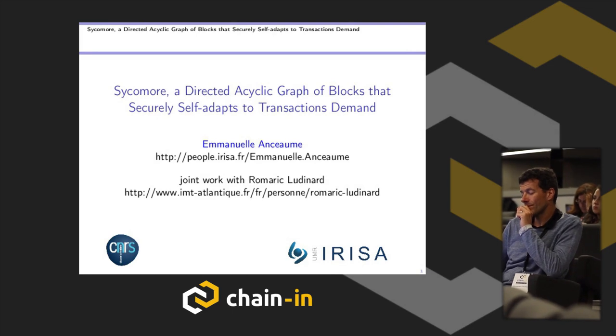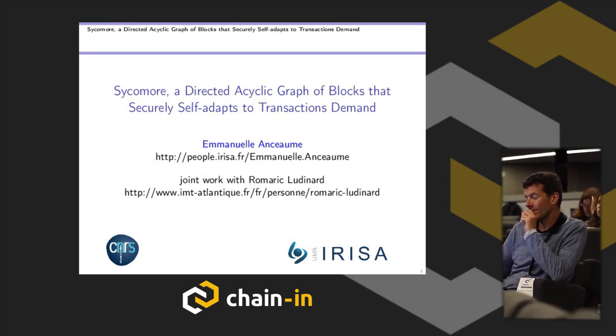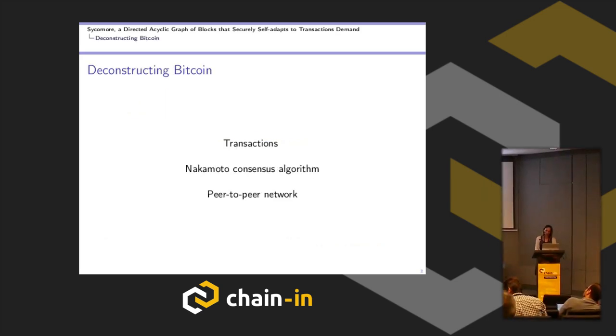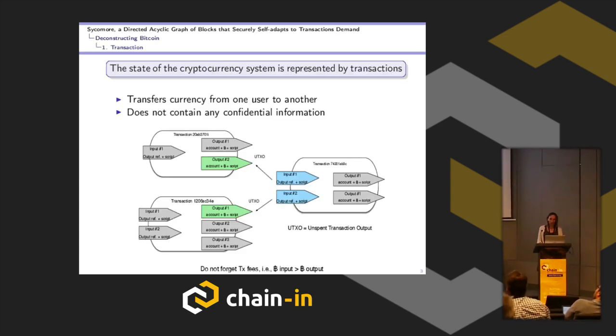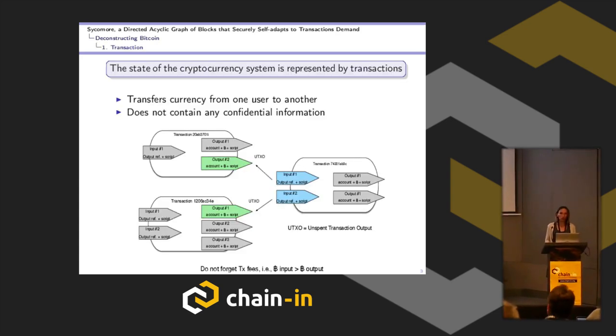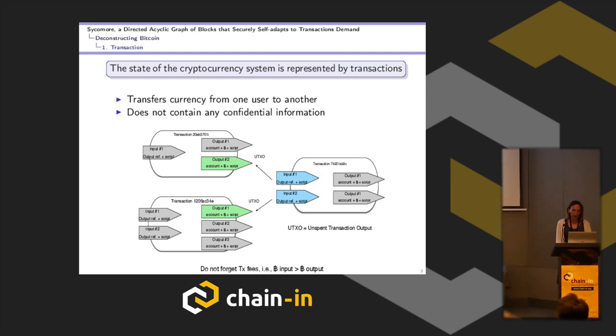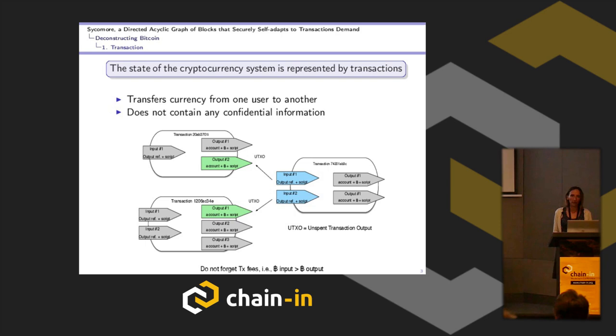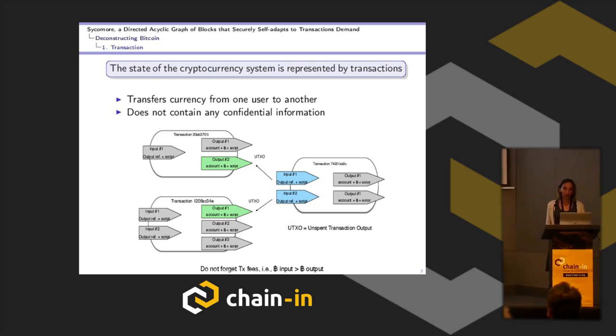So just a brief recap of Bitcoin. Bitcoin is made of three ingredients, in my opinion: transactions, the Nakamoto consensus protocol, and the peer-to-peer network. It turns out that transactions represent the state of the cryptocurrency system. This is a data structure that allows individuals, users, to exchange Bitcoins against goods.